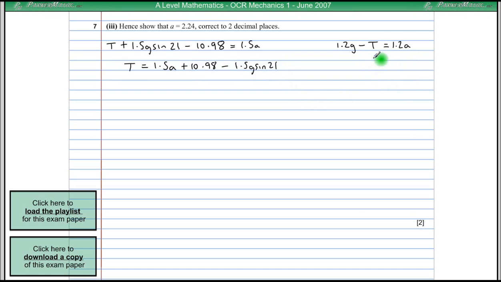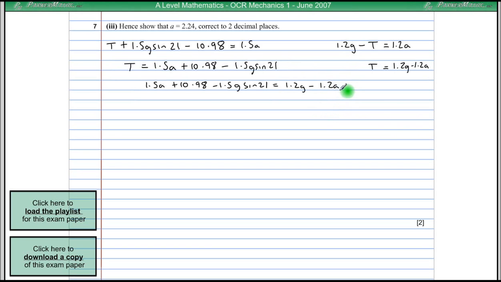A little bit easier over here. We'll take T over to that side, bring the 1.2A over here, and we would get T equals 1.2g minus 1.2A. Now that we've got 2 equations where it says T equals, we can eliminate T by setting these equal to each other. So we get 1.5A plus 10.98 minus 1.5g sin 21 equals 1.2g minus 1.2A. From here we've only got one unknown, and that's A.